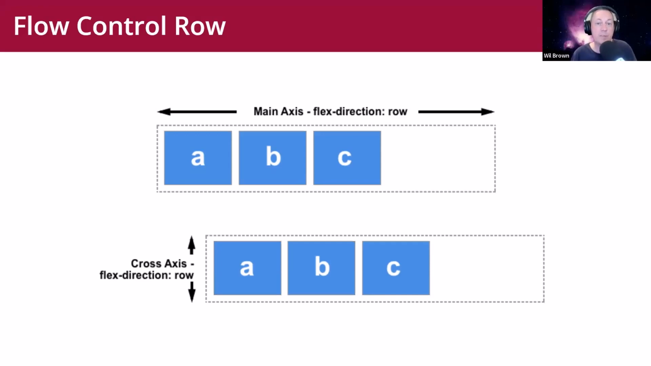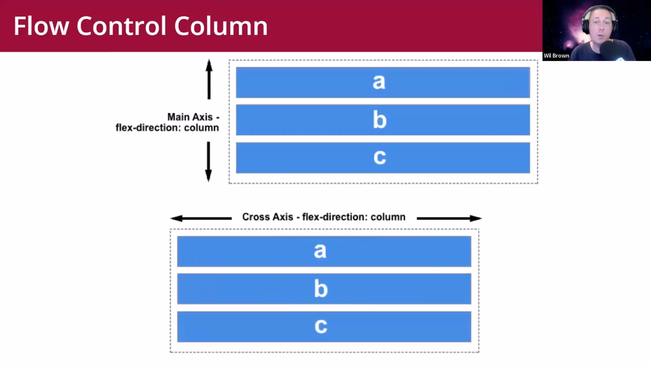The axis direction can be set to a row for horizontal direction, or a column for vertical direction. This example here has a flow direction of the container set to row. So the main axis is horizontal and the cross axis is vertical. So the stuff's going to flow from left to right and then down, but with the cross axis, you can change the position up and down of the particular items, padding and justify center and stuff like that. Here's the column example where the main axis is now vertical and the cross axis is horizontal.